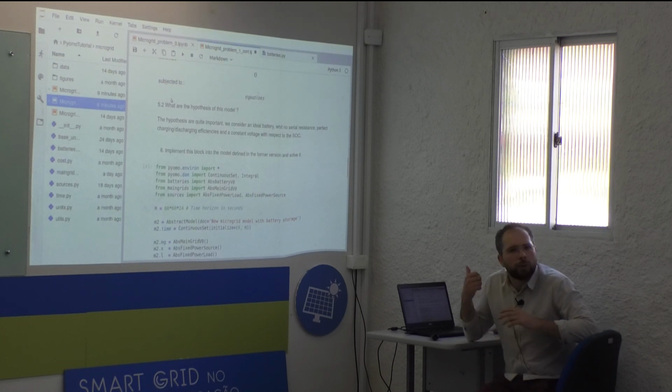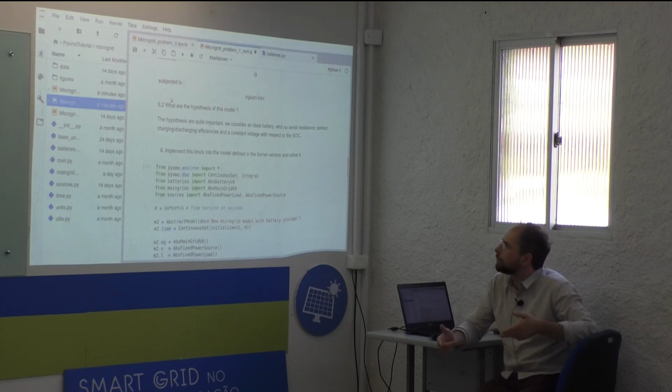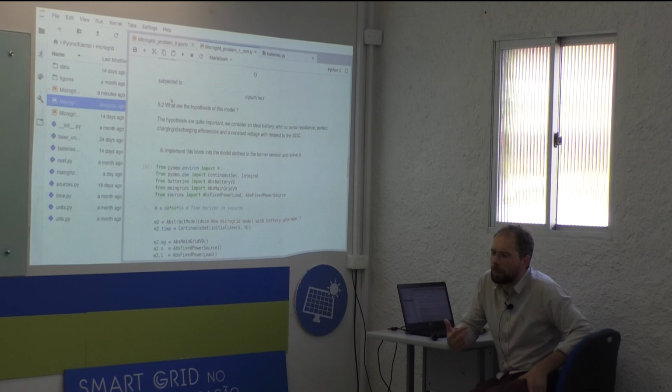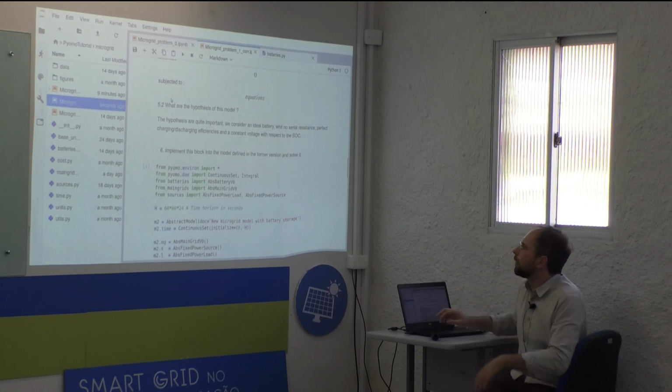So here the battery is really simple. It's just a power coming in and out. It's a perfect battery, let's say. Okay, so no losses, nothing.